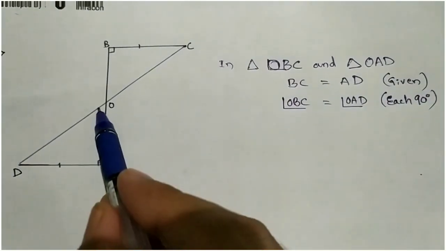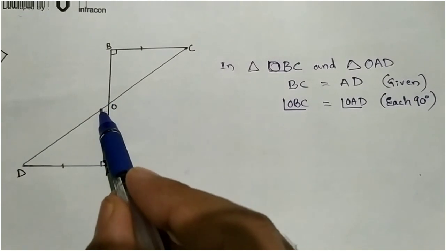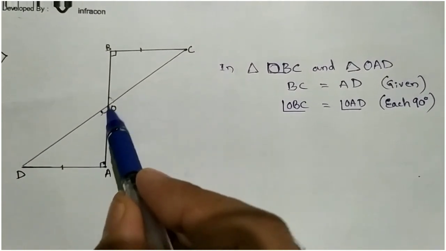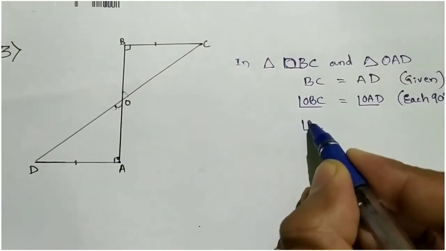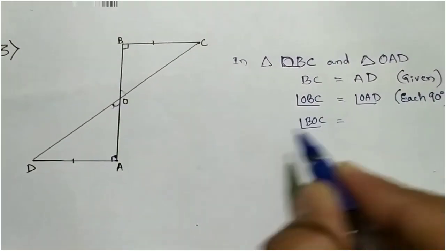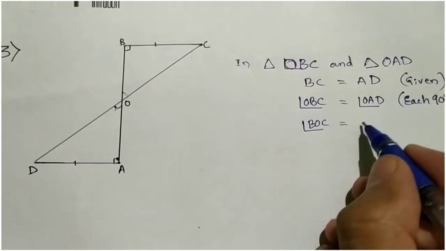Next here we are getting vertically opposite angles. Which are those? Angle BOC equal to angle AOD.